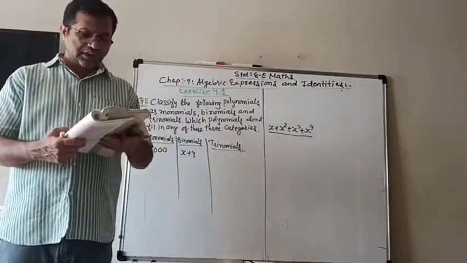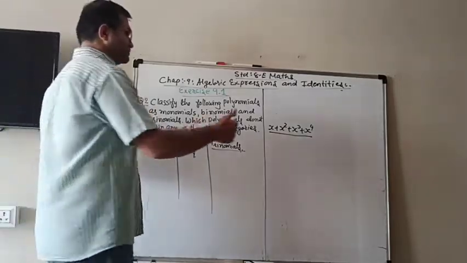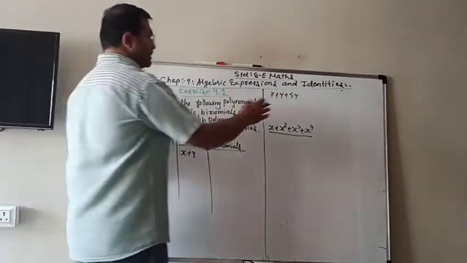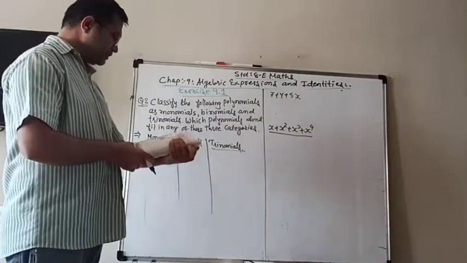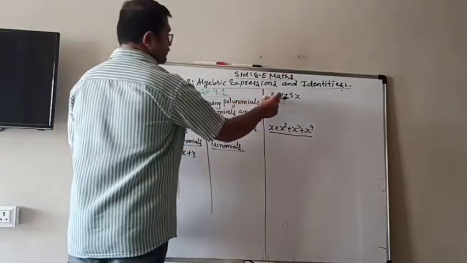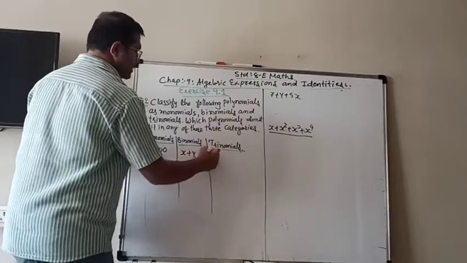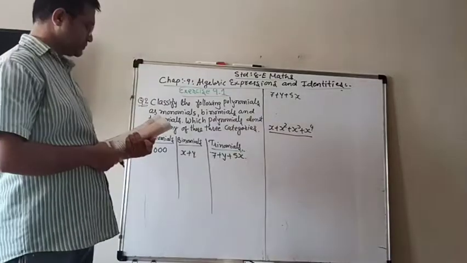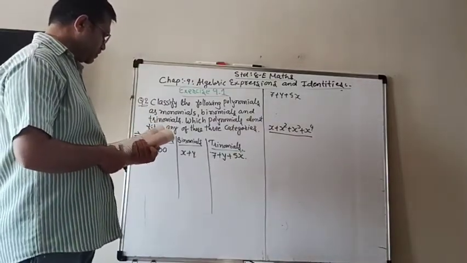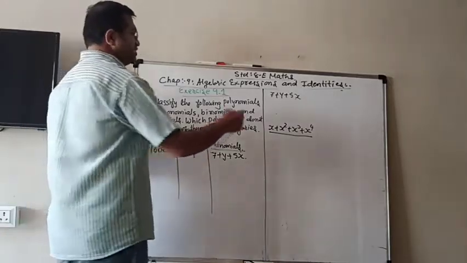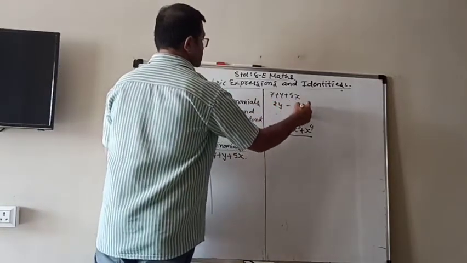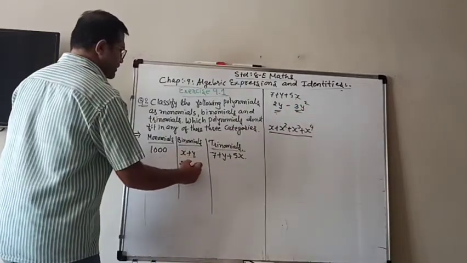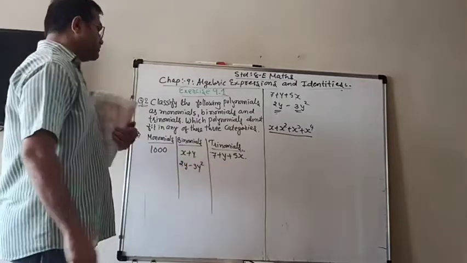Next is 7 plus y plus 5x. 7 plus y plus 5x. How many terms are there? You can see that 1, 2 and 3 terms. So it is trinomial. So 7 plus y plus 5x. After that 2y minus 3y square. So here also there are 2 terms, so it is binomial. So 2y minus 3y square.